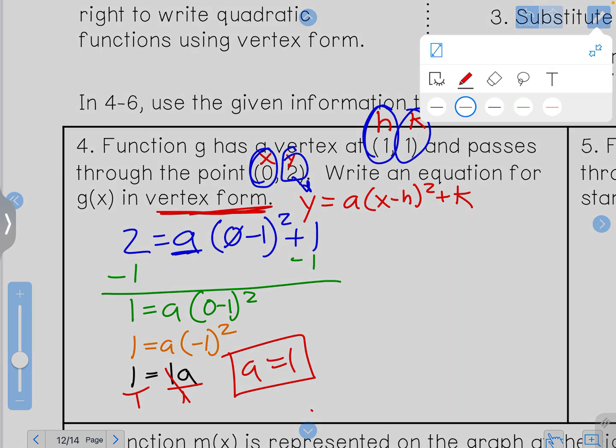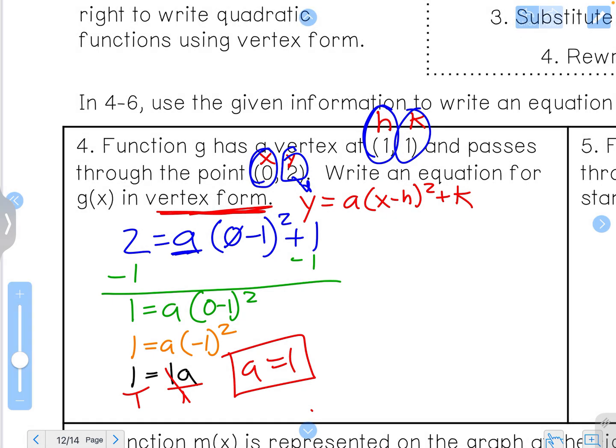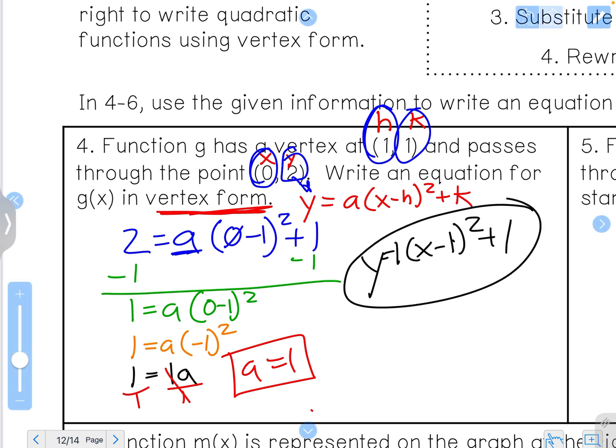So if we go and we put this in vertex form, we're going to replace the y with y. My a is going to be 1. We're going to do x minus, our h is 1 squared plus 1. And so that is our vertex form equation. It technically wants g of x instead of y, and we technically don't have to write that 1.